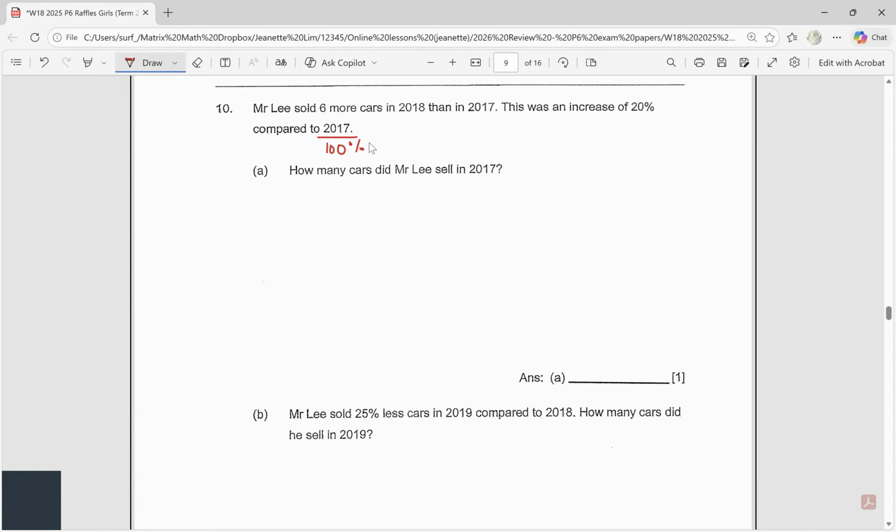So for 2018, there's an increase of 20%. So that increase of 20% is this 6. So 20% of 2017 is 6, because 2017 is 100, right? So 20% of that is the increase, which is 6. How many cars did he sell in 2017? Now we want to find 100%. So here times 5.